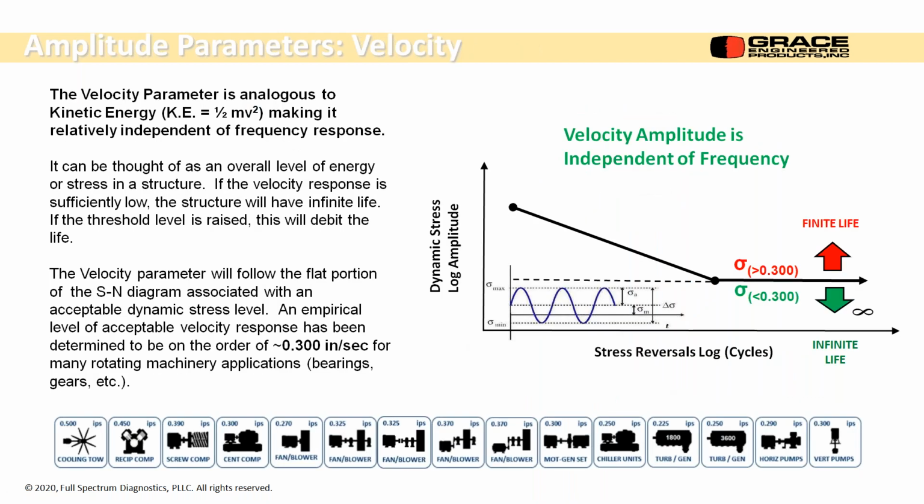Okay, velocity. The velocity parameter is analogous to kinetic energy, which makes it relatively independent of frequency response. So if I suggest an alarm level of velocity, it's based on what I choose for my piece of equipment. If I have a horizontal pump, my value is 0.29 inches per second. If I operate below 0.29 inches per second, I'll have infinite life. It doesn't matter what frequency, it's flat across the frequency range. There's no slope to that line.